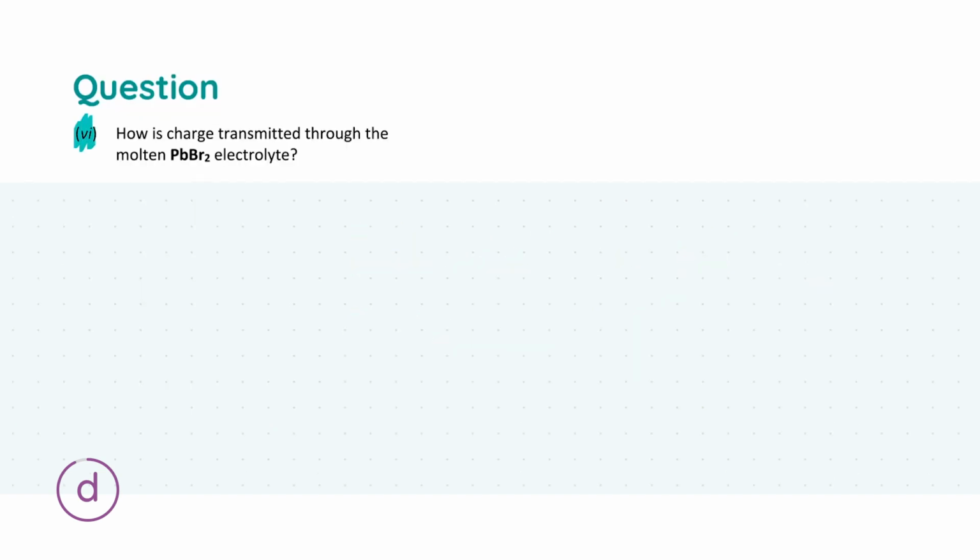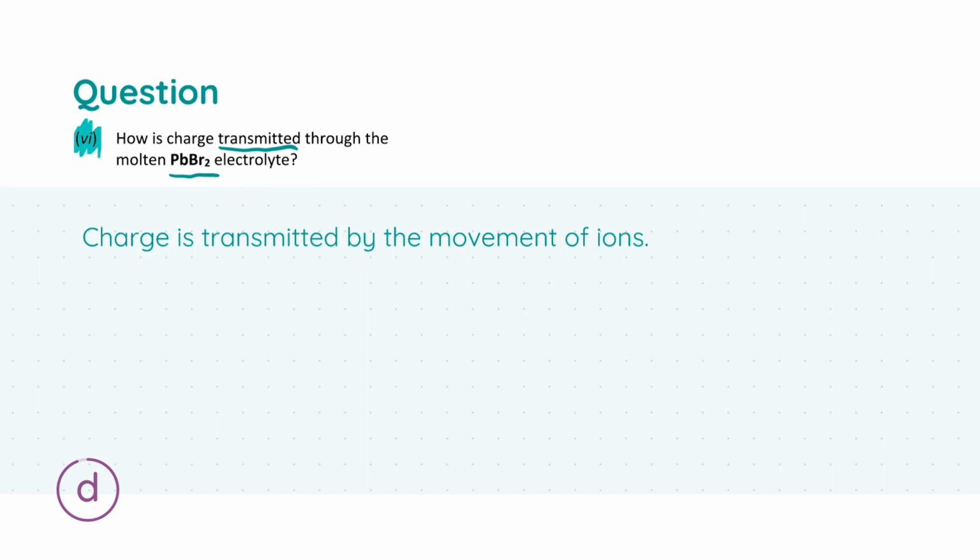So now having a look at part 6 here, the question is going to be asking us, how is charge actually transmitted through the molten PbBr2 or lead bromide in this case? So this is just going to be a straight kind of answer, and what I'm going to do is just write that down now. So the required solution here to get you your full marks in this case is going to be that the charge is actually going to be transmitted by the movement of ions.